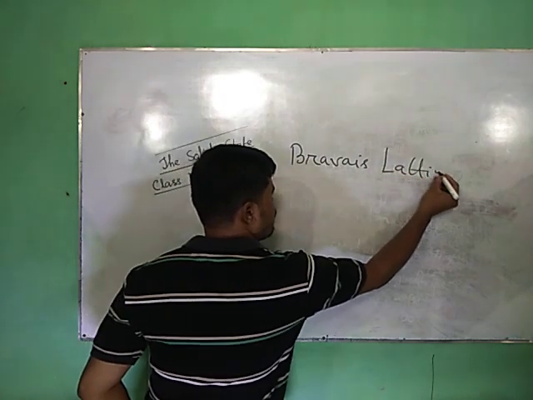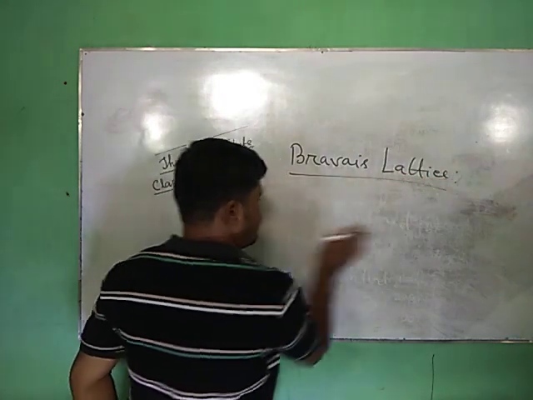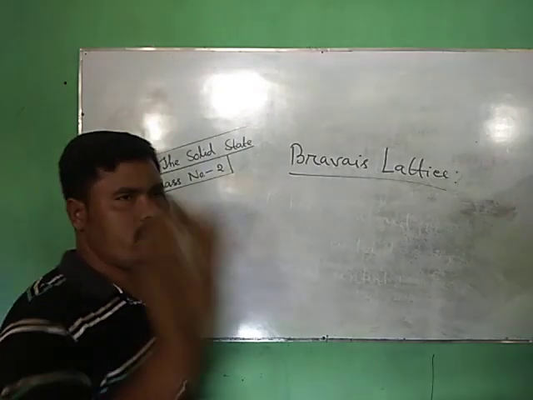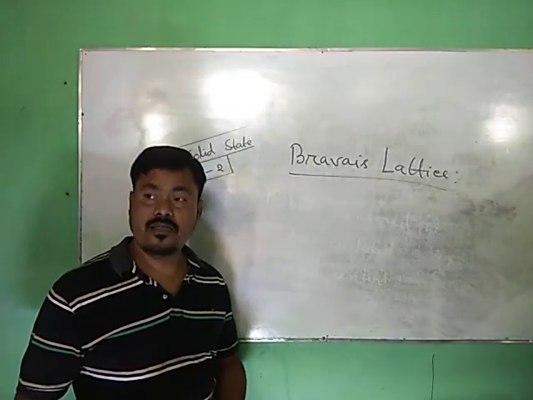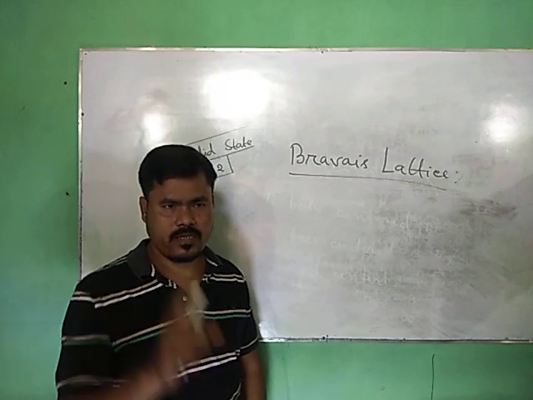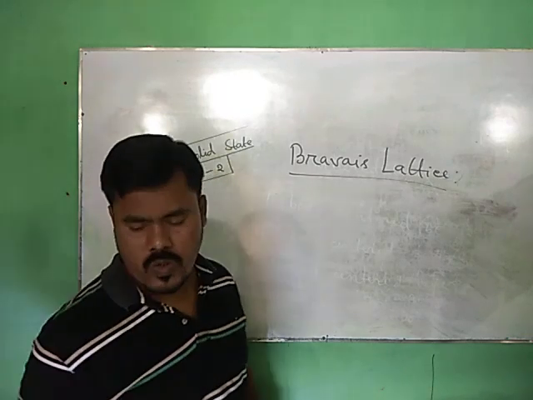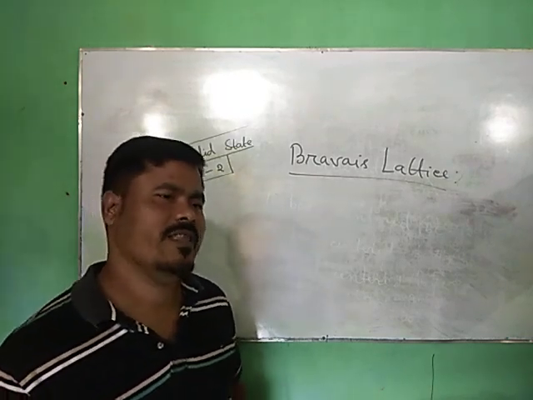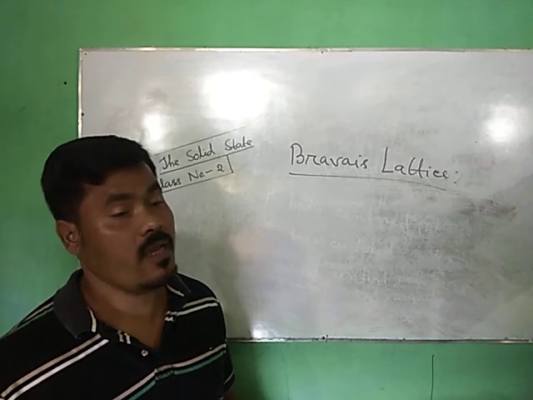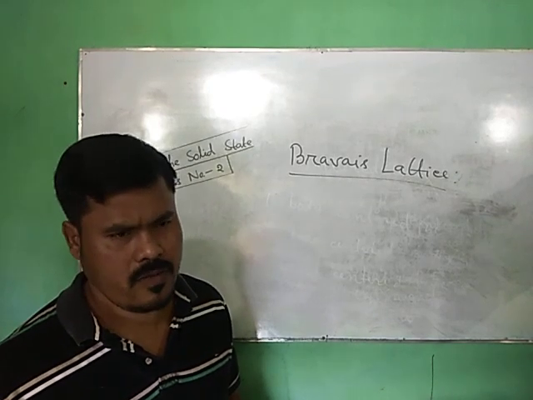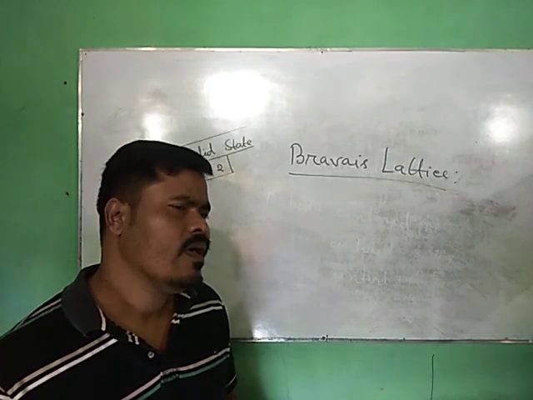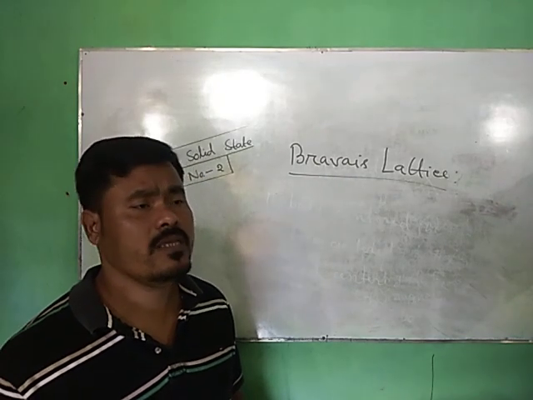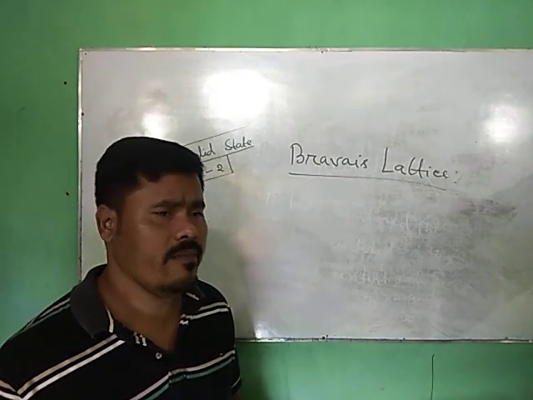Bravais lattice, what is it? There are only 14 possible lattices in crystalline systems. Okay, first described by Bravais. So we are mentioning these 14 types of lattice as Bravais lattices. Okay. Next, what is happening after discussion of Bravais lattice?